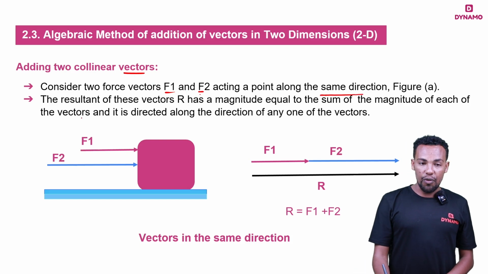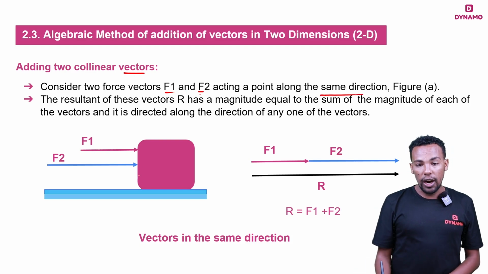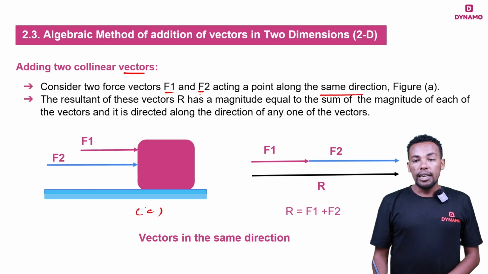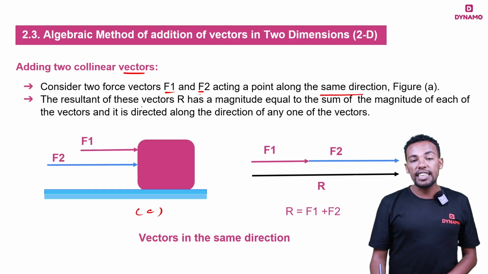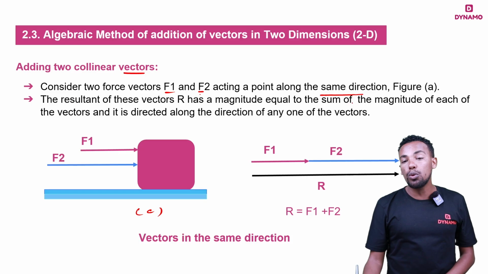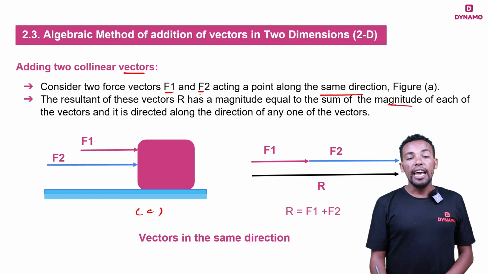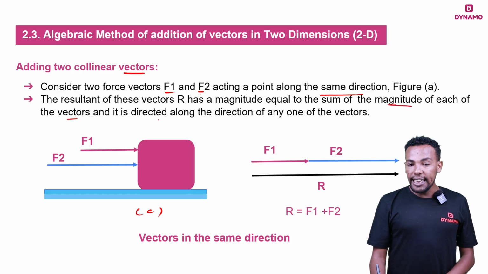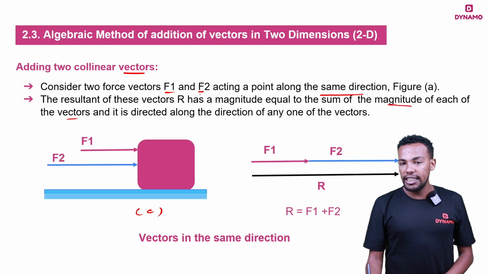Same direction. The figure A, this one. The resultant vector, its magnitude is equal to what? The sum of the magnitudes of what? Each vector. It is directed along the direction of any one of the vectors.